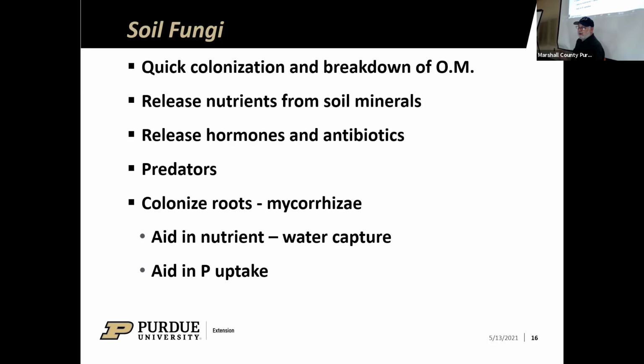Fungi also colonize roots. Again, this is a positive relationship between a fungus and our plant roots, actually enhancing the plant's root functions and aiding in nutrient and water capture, and aiding in phosphorus uptake. So it's important that we have this mycorrhizal relationship with our plant roots for them to be healthy.